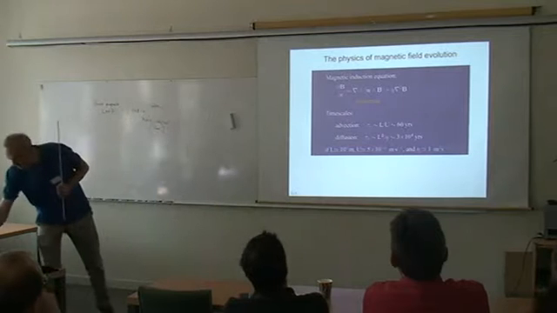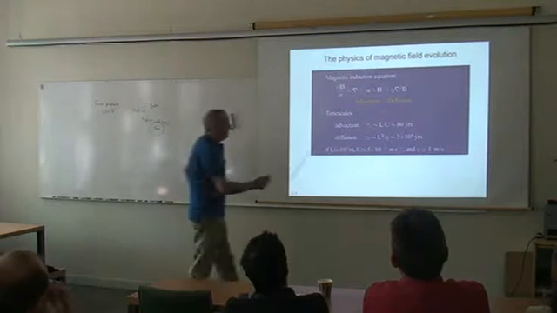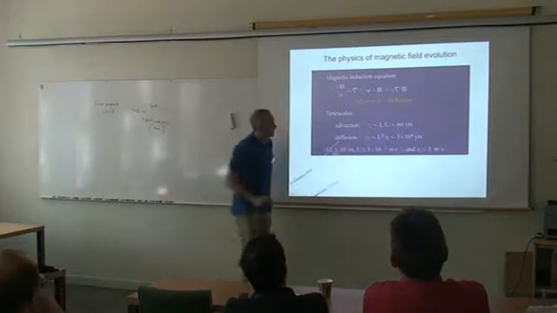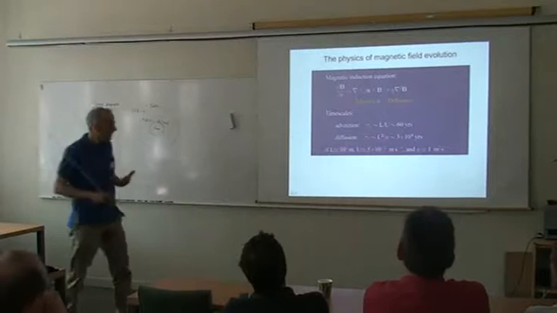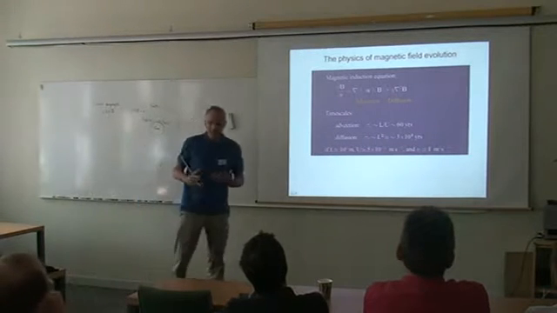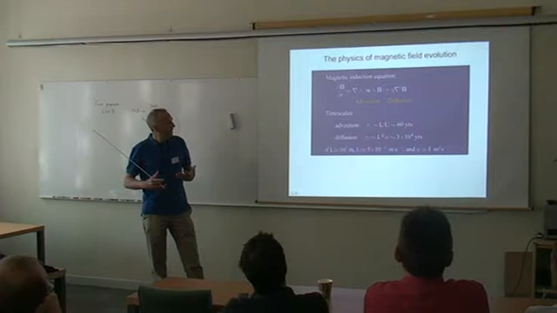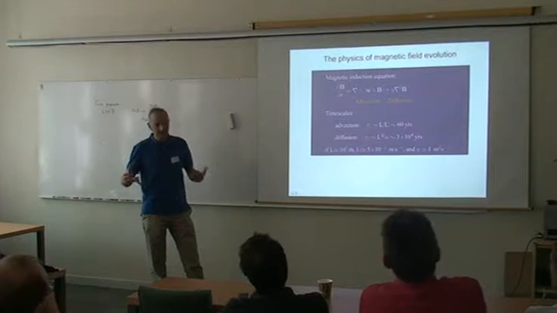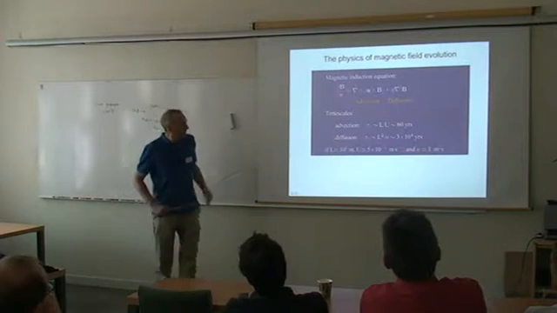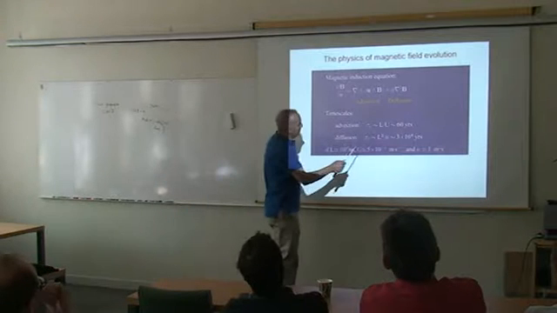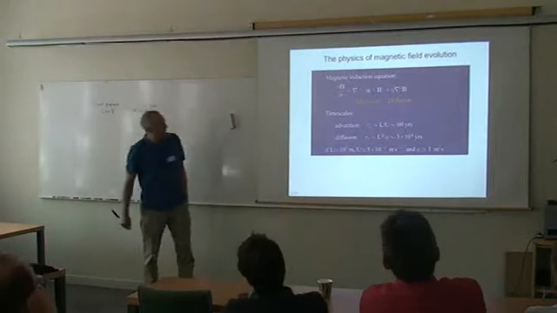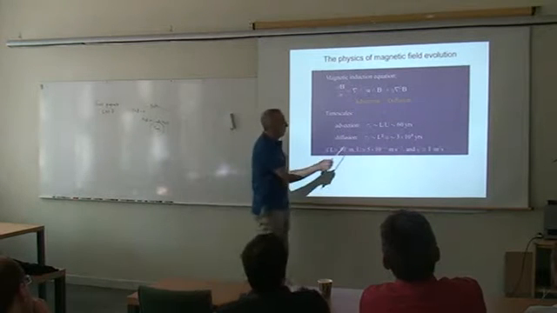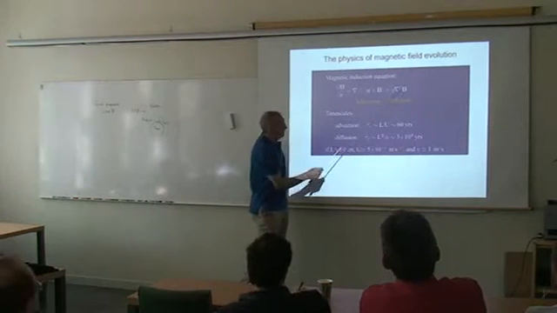And then the second part is diffusion. This is because the core is a finite conductor. It has a finite resistivity. We think that the resistivity is similar to the resistivity of iron at the Earth's surface. So the first thing we can do is look at the relative contributions of these two terms. There are timescales associated with these two terms.